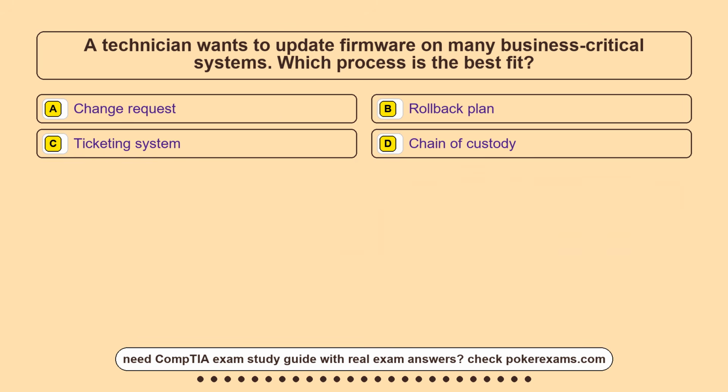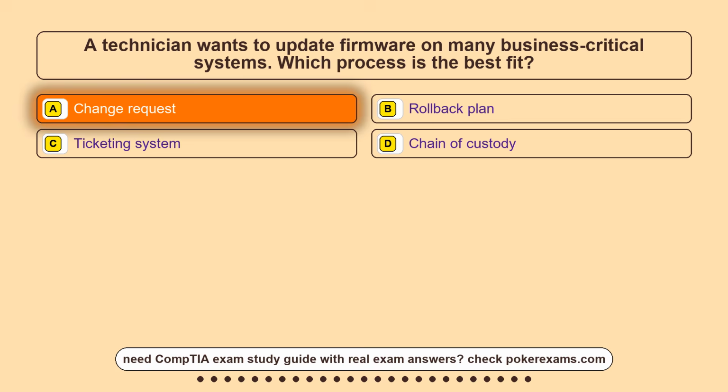Question 24. A technician wants to update firmware on many business-critical systems. Which process is the best fit? Option A. Change request. Option B. Rollback plan. Option C. Ticketing system. Option D. Chain of custody. The correct answer is option A.